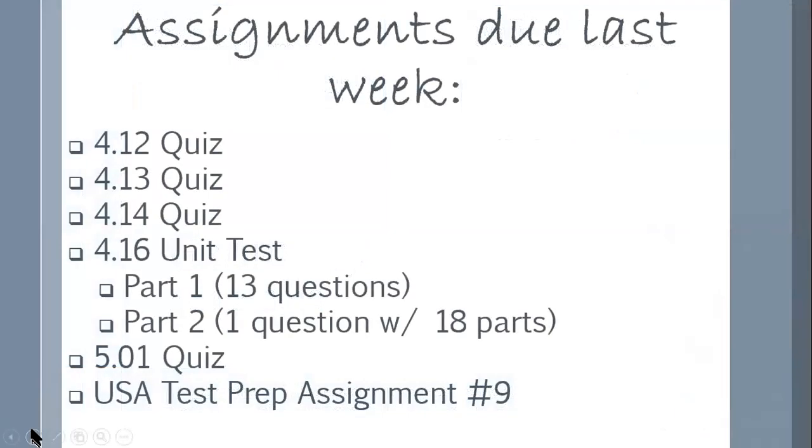Okay, so assignments that were due last week: we finished up Unit 4, took your test on Thursday, and then started Unit 5 on Friday, which is trig. If you haven't done your Unit 4 test, please do so as soon as possible. I know some of you are struggling on the Part 2, so I'm going to help you a little bit there today. If you haven't done your USA test prep, again, those are easy 5 points. Please get those turned in as soon as possible as well.